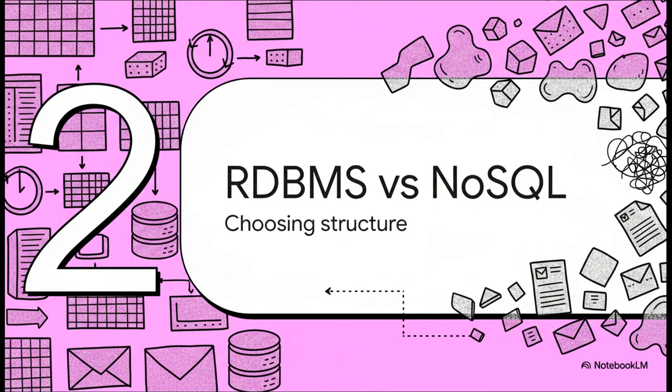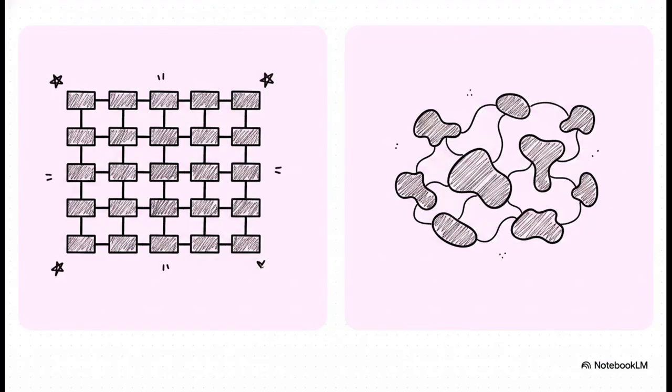Moving right along to Section 2, relational versus non-relational. Choosing your data structure. So we basically split these massive systems into two main camps based on how they organize information. First up, we've got relational databases, like MySQL. You can think of these kind of like a bank, strict, precise, and totally rule-based. Data is structured neatly into predefined tables, columns, and rows, and everything is logically linked together.